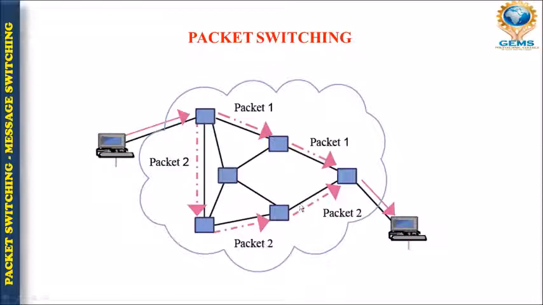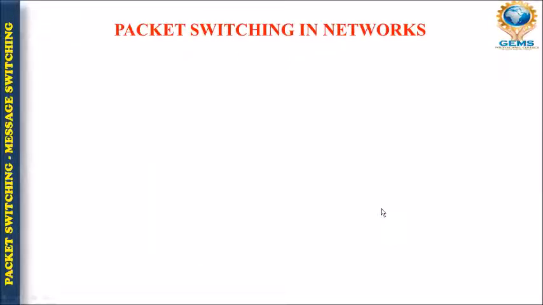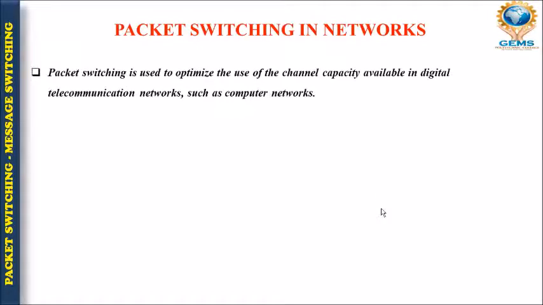This path is followed by packet 2, but lastly both of them will be reconstructed here, packet 1 and packet 2, and lastly it will be submitted to your destination. Fine. So how is packet switching used in networks? Let's see one by one.